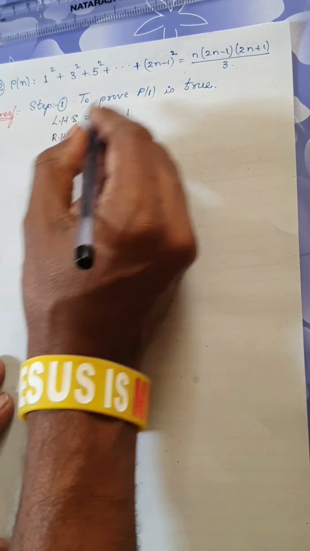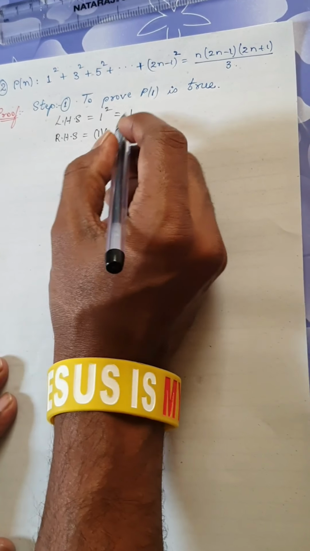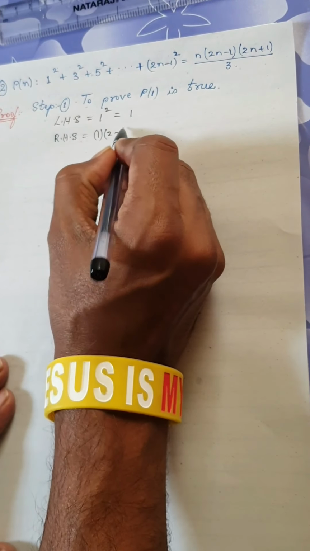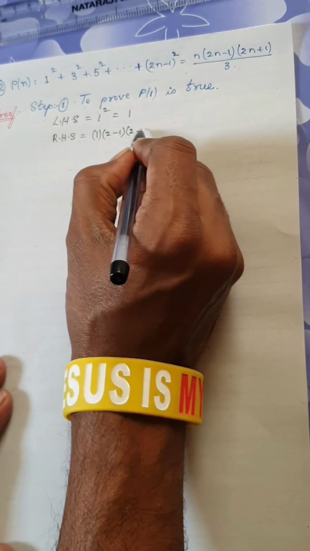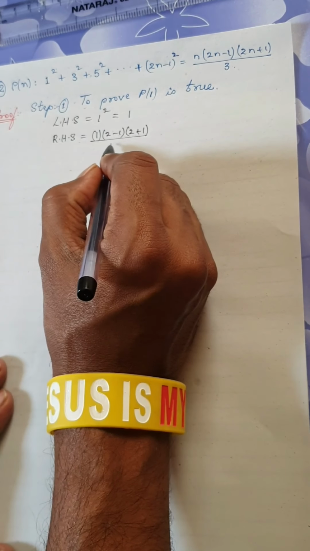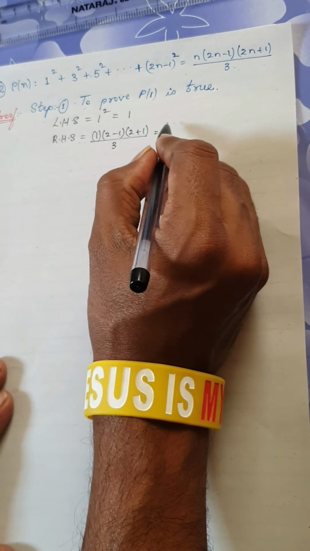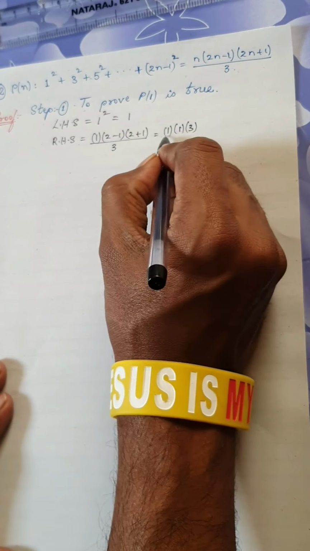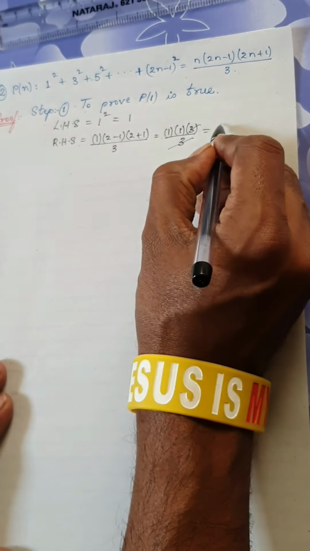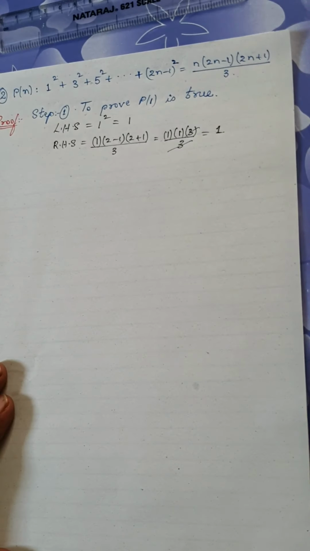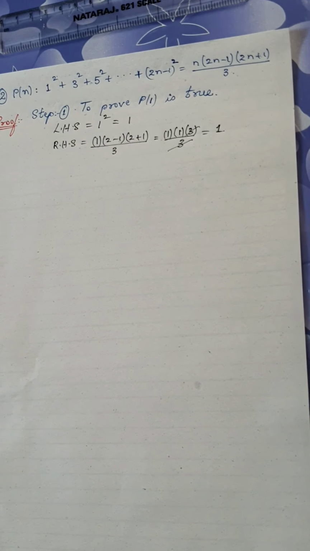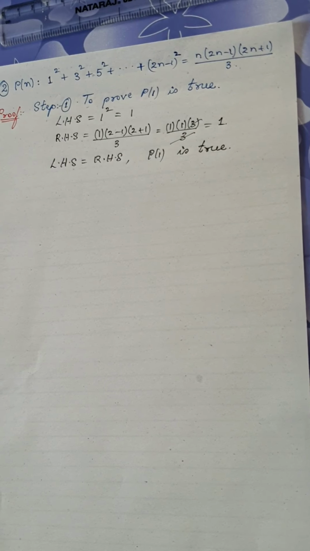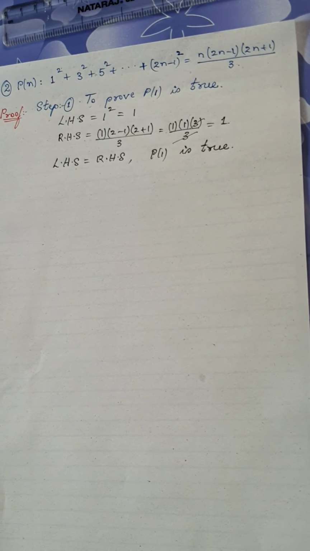So RHS is nothing but, put n is equal to 1 in the RHS of the term. So 2 into 1 is actually 2 minus 1, and 2 into 1 is 2 plus 1, divided by 3. Okay, so this is nothing but 1, 2 minus 1 is 1, 2 plus 1 is 3, divided by 3. Now 3 and 3 get cancelled, 1 into 1 is 1. So you can see here, LHS is equal to RHS, therefore P of 1 is true. Once we are done with step 1, let's move on to step 2.